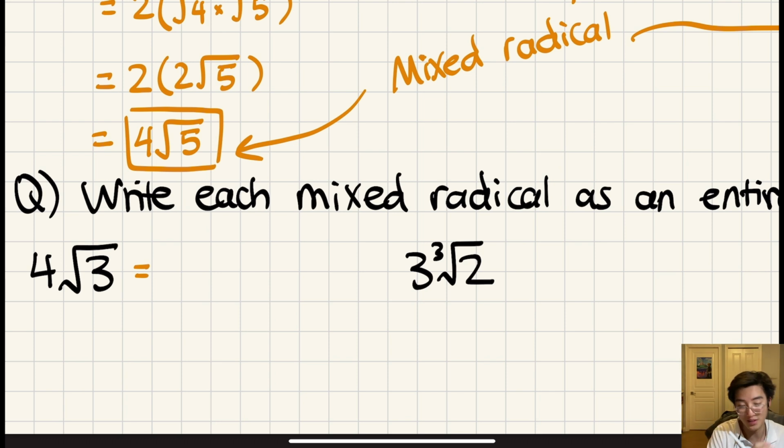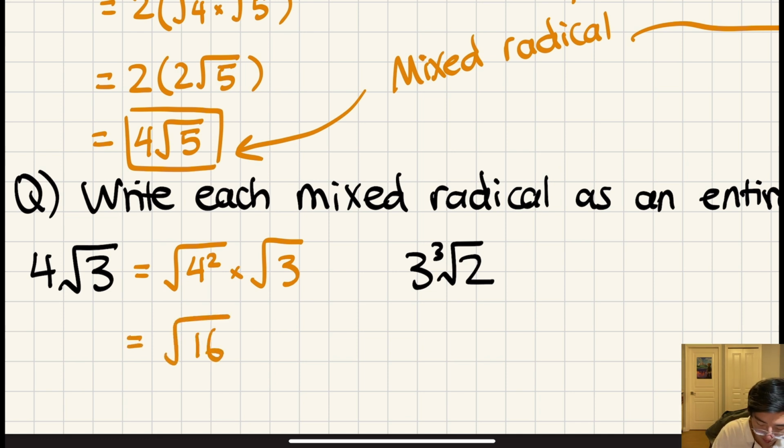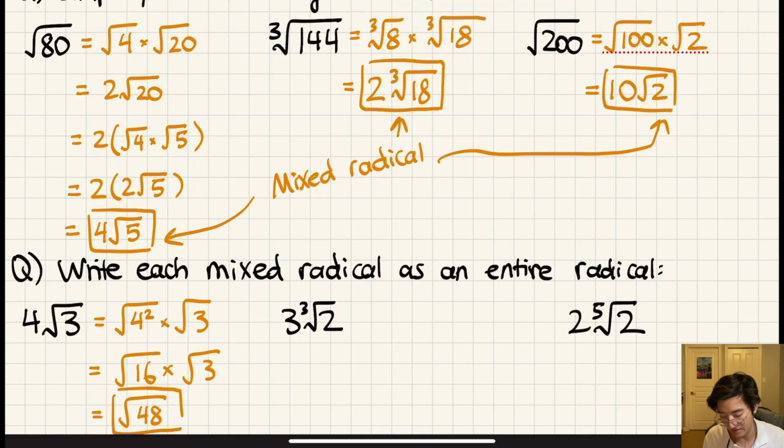We just square the number in front of it. So in this case, this would just equal the square root of 4 squared times the square root of 3, which is the square root of 16 times the square root of 3, which is the square root of 48. Just like that.